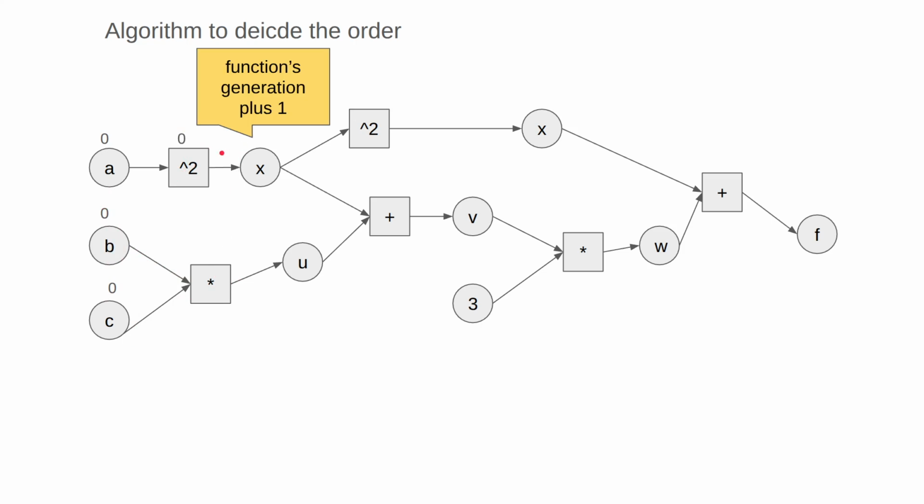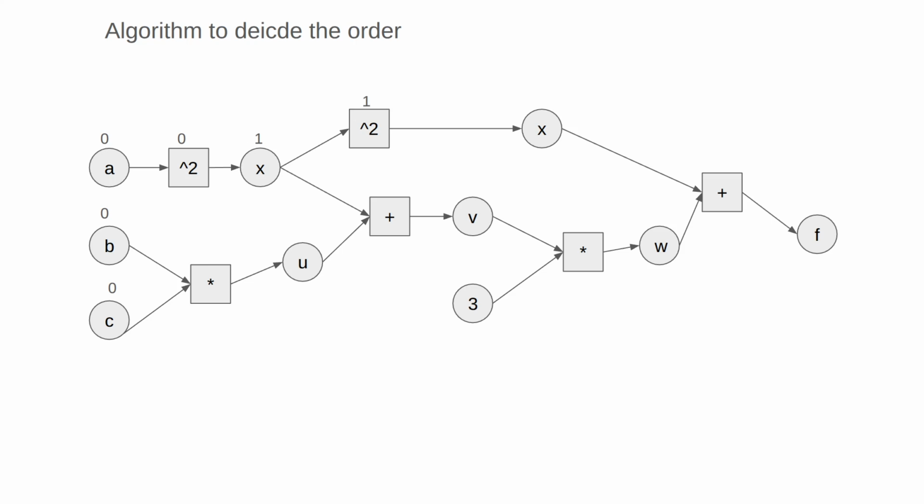And then the second rule of the algorithm is that for the output variable of a function, its generation will be the generation of the function plus 1. So for example, in this situation, the generation of the x will be 0 plus 1. So it will be 1. And then we can use the whole rule to decide the generation of the whole computational graph.